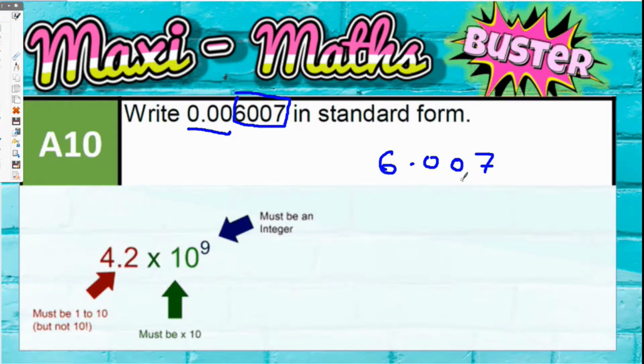So 6007 between 1 and 10 is going to become 6.007. We will look a little later as to why we need those zeros, and we can't just call it 6.7. So 6.7 is no good. It's got to be 6.007. We'll look at that later.